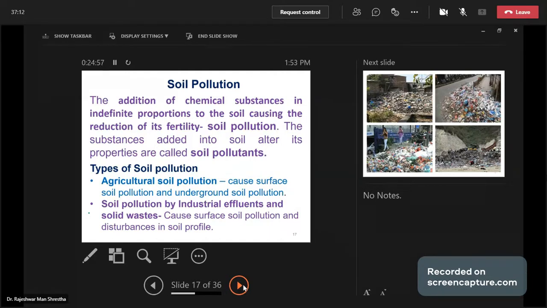indefinite proportion to soil, causing reduction of fertility, is known as soil pollution. If we add chemicals in indefinite proportion, and that is not useful for the soil, then that will decrease the fertility of soil, and that is known as soil pollution. The substances added to soil that alter its properties are called soil pollutants.